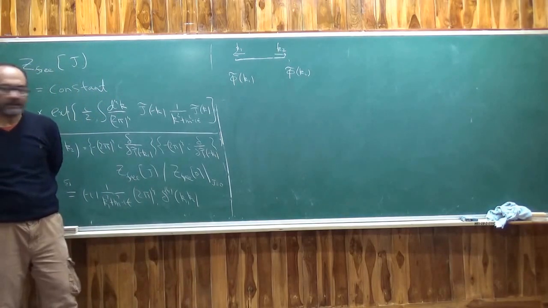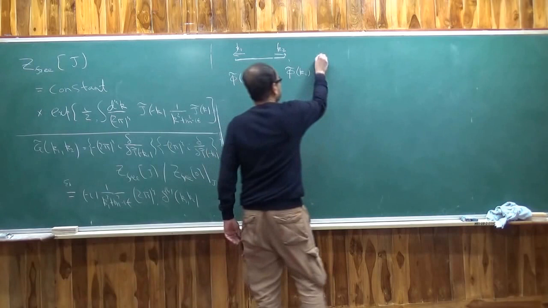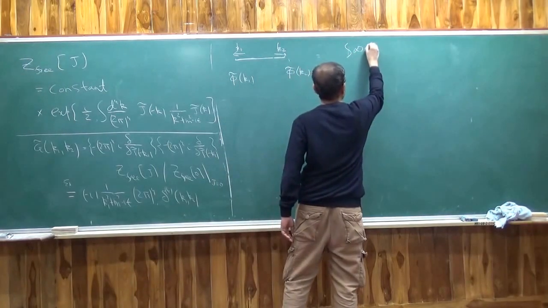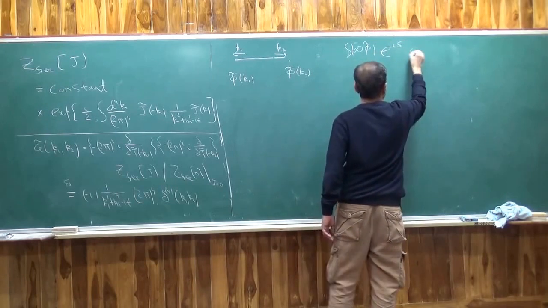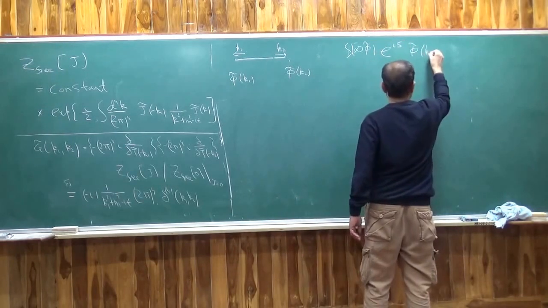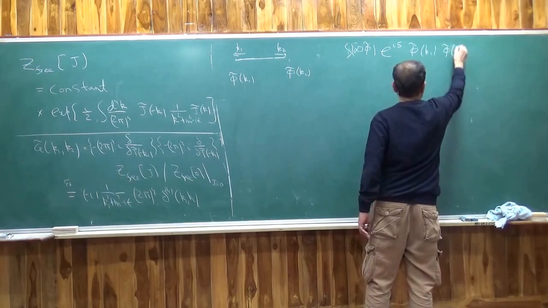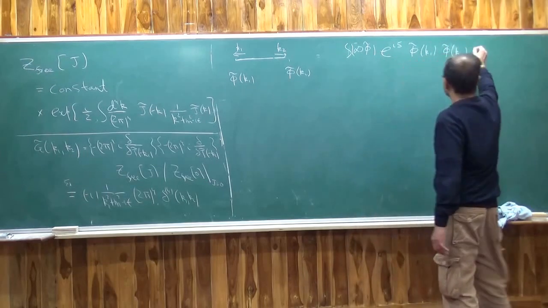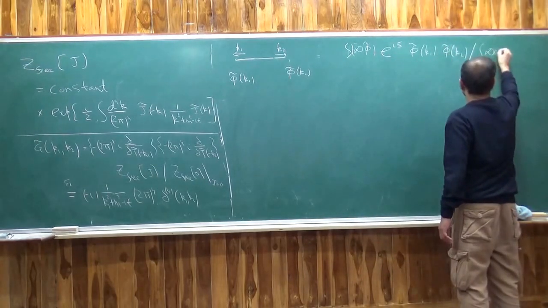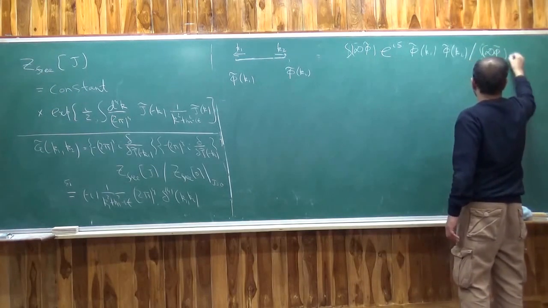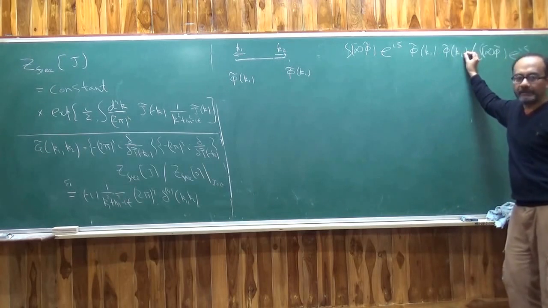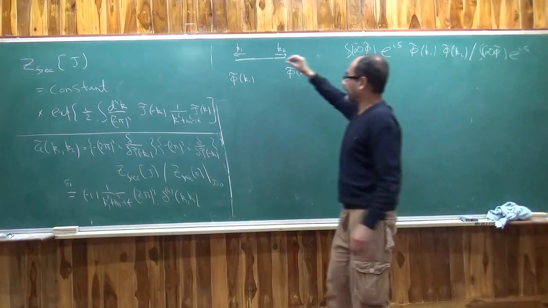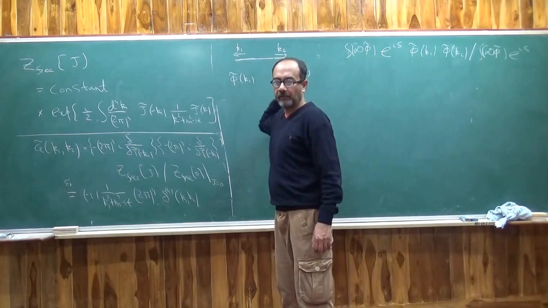Is this okay? So this represents the integral of d phi tilde e to the iS phi tilde k1 phi tilde k2, divided by the integral of d phi tilde e to the iS. Okay, so the labels k1 and k2, the momentum labels, are drawn as arrows going towards the vertex.